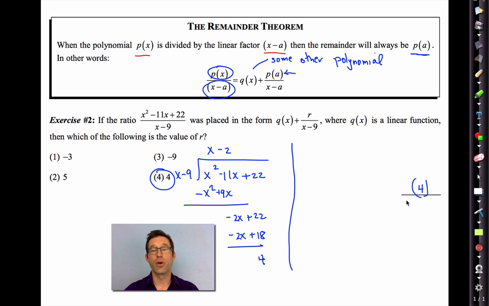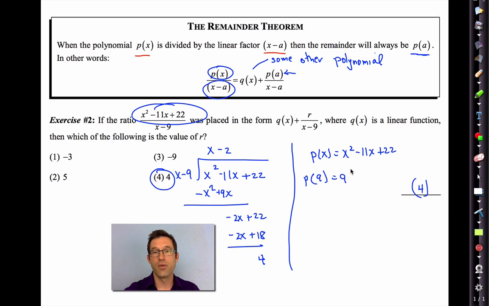But what the remainder theorem says is, I don't even need to work that hard. All I need to do is take that polynomial, x squared minus 11x plus 22, and evaluate it at 9. I'm going to do this kind of longhand so that we have some faith in how it's working. It would be 81 minus 99 plus 22, which would be 103 minus 99, and that would be 4.